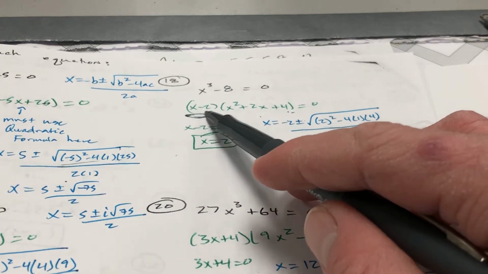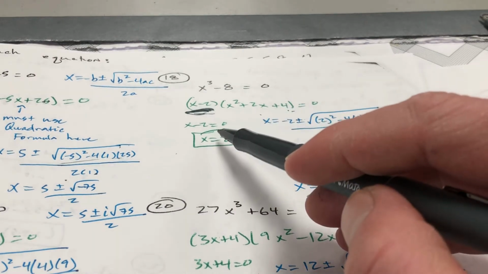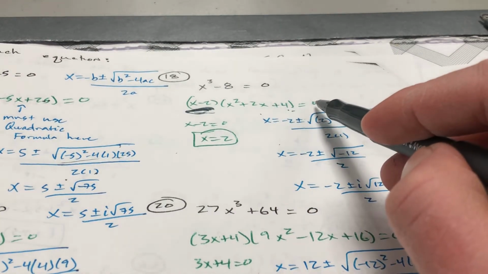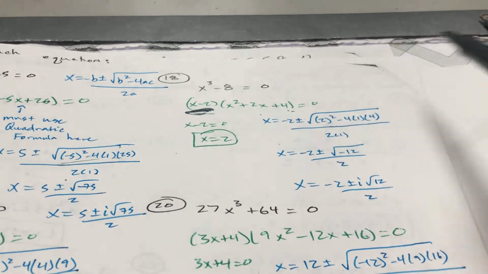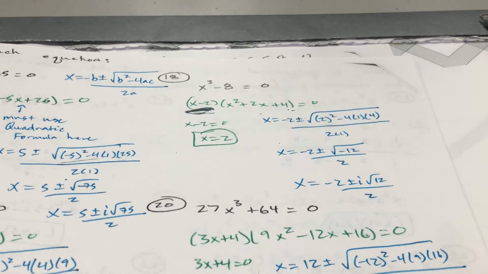Set x minus 2 equal to 0. You get x equals 2. Set this equal to 0. x equals the opposite of 2, plus or minus the square root of 2 squared minus 4ac, all over 2a. Negative 2 plus or minus i root 12 over 2.